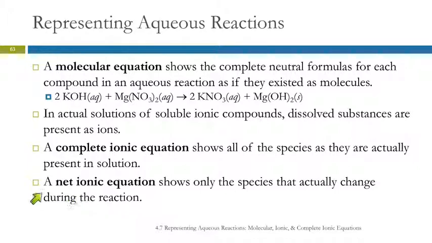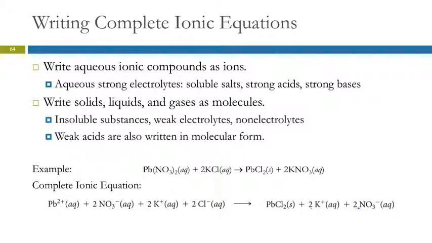The net ionic equation we get from the complete ionic equation shows only the species that actually change. There are some ions that nothing happens to, and so we don't show those because they don't really matter that much. So let's learn how to write a complete ionic equation.